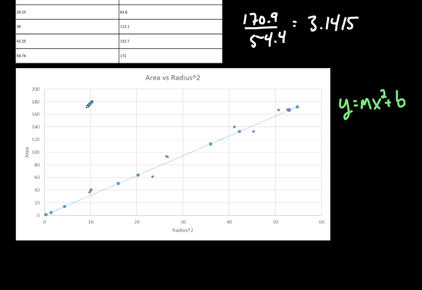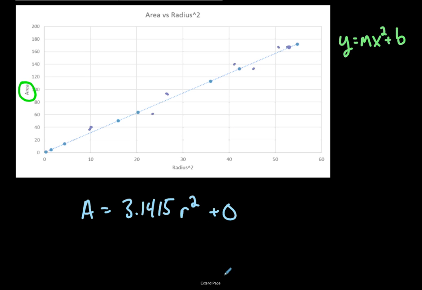Let's rewrite our formula and see what it is. Our formula describes this data. Well, y in this case is area, so we can write it down as area is equal to m, which is 3.1415, times radius, in this case radius squared, plus 0. Well, what we've done here is we've pulled the formula for a circle out of raw data. So the area of a circle is pi r squared.